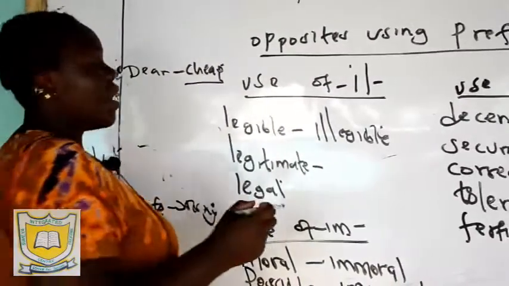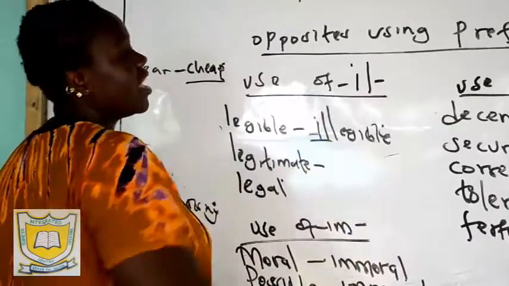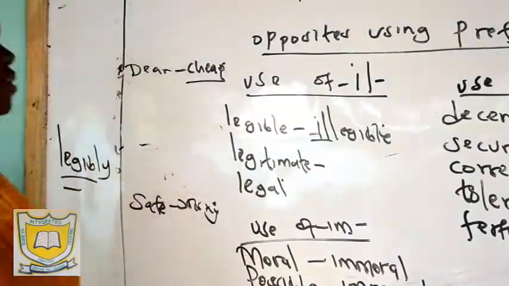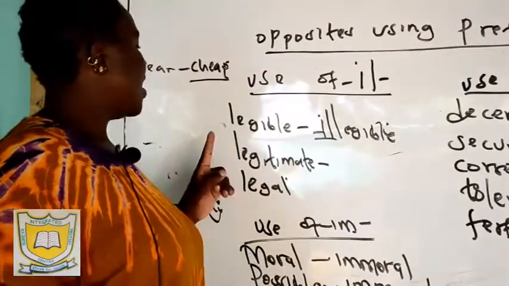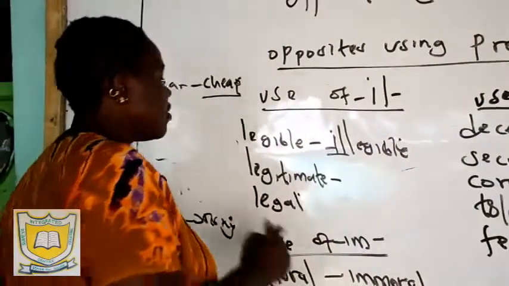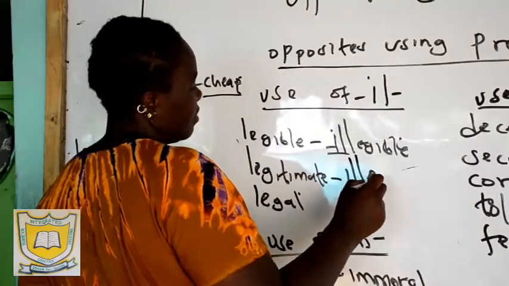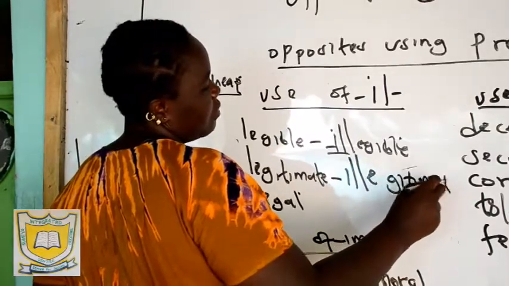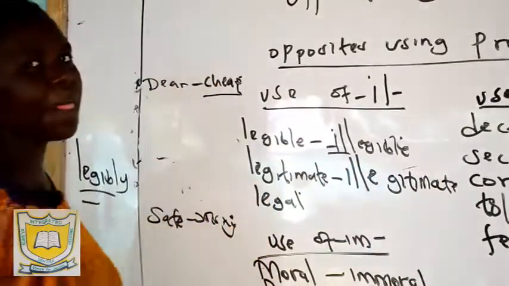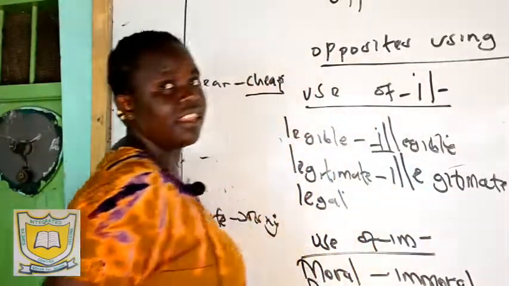Then illegible, how are we writing illegible? By simply using prefix "ill" to come up with the opposite. So if it is not legible, it is illegible. And then legitimate. If it is not legitimate, then it is illegitimate. If something is legitimate, it is allowed. If it is not allowed, then it is illegitimate.